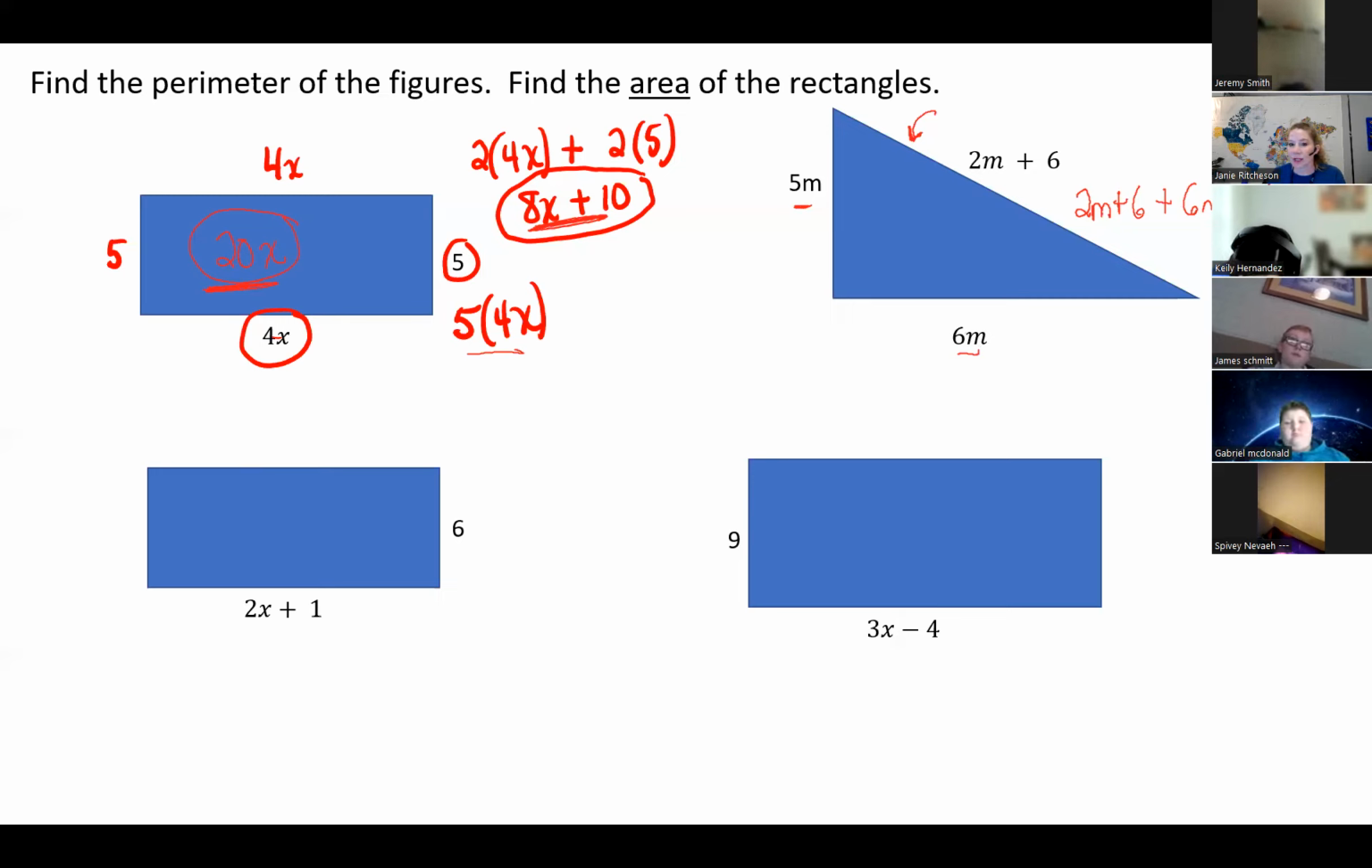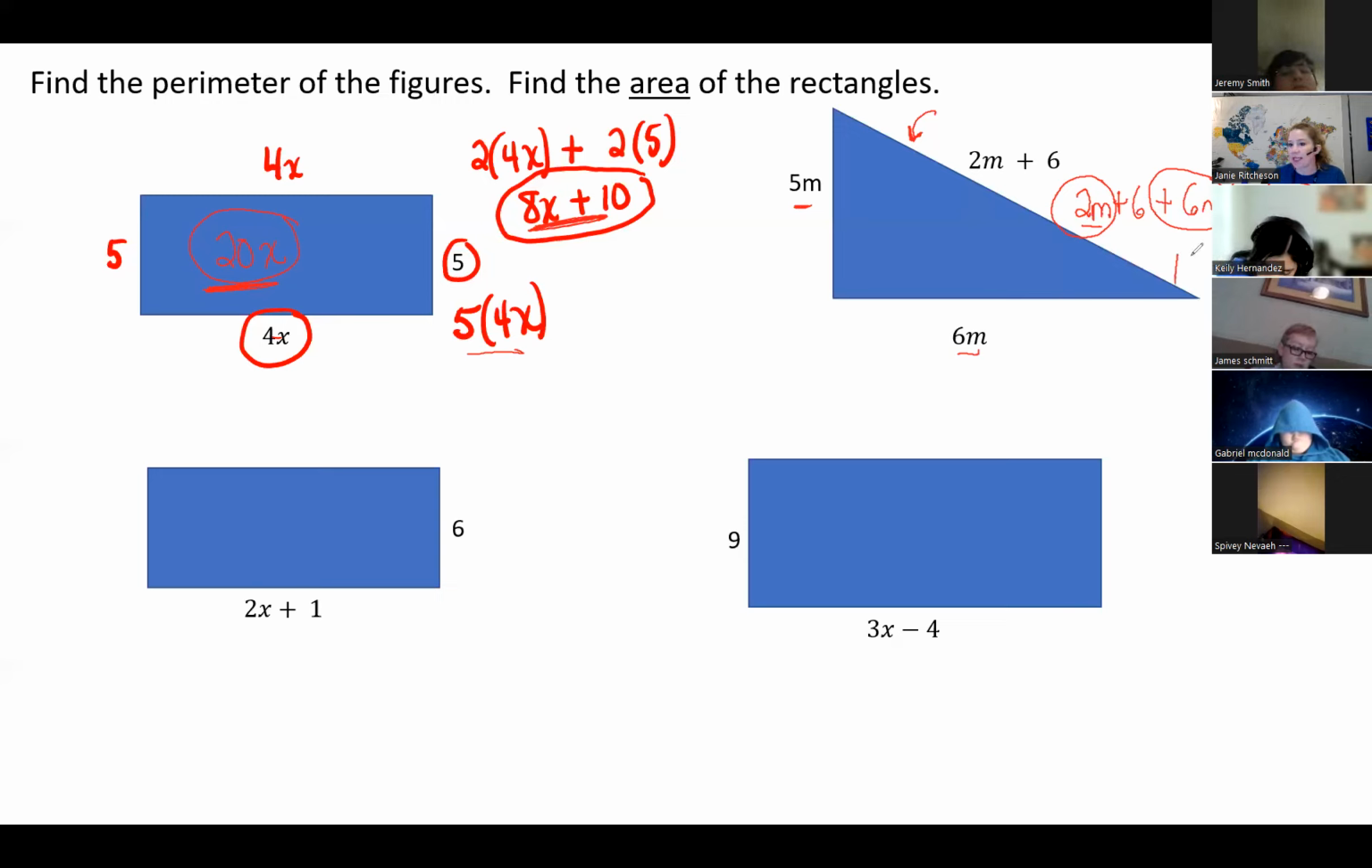All right, now what do I do, guys? Now I'm going to combine like terms. Exactly. That's exactly what I was going to say. We're going to combine 2m plus 6m plus 5m. Guys, what is 2m plus 6m plus 5m? 13m. Does anyone agree with Kaylee?